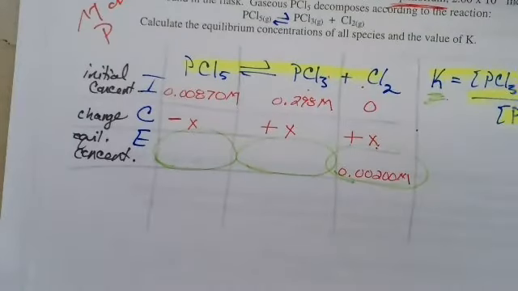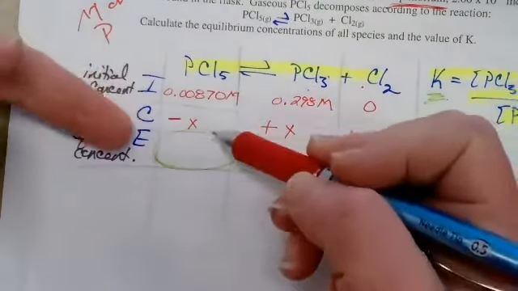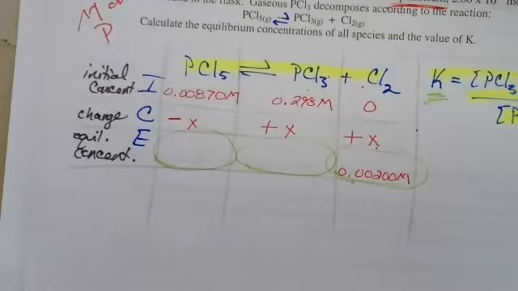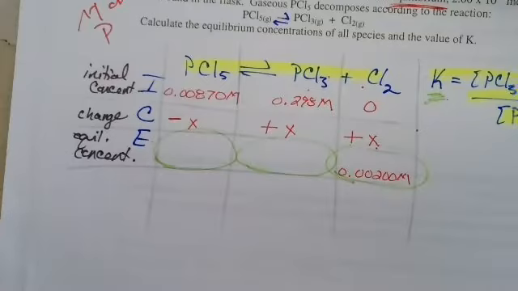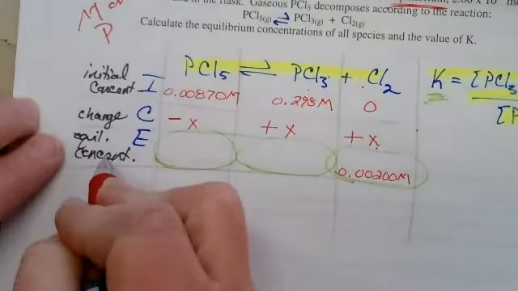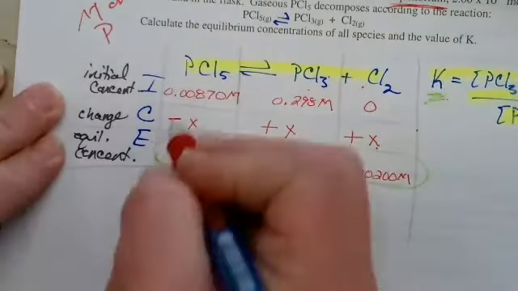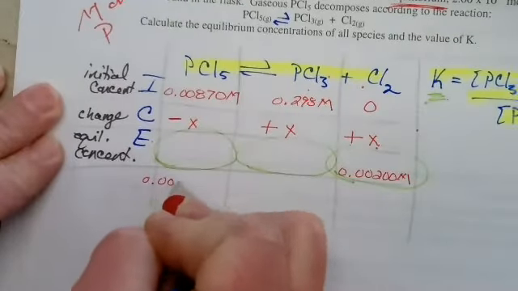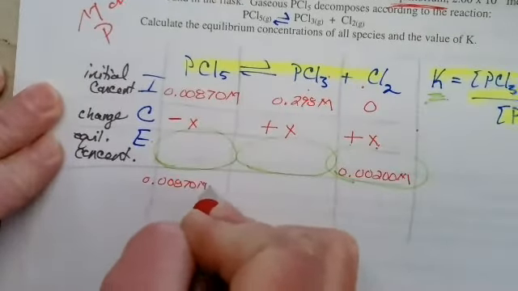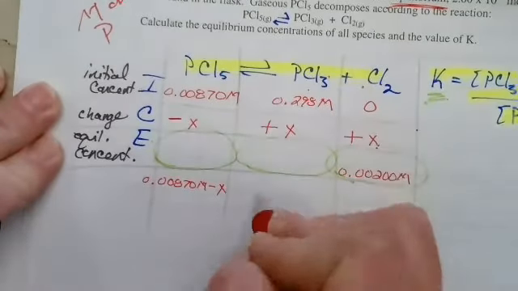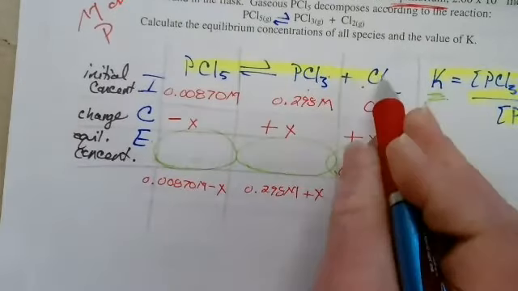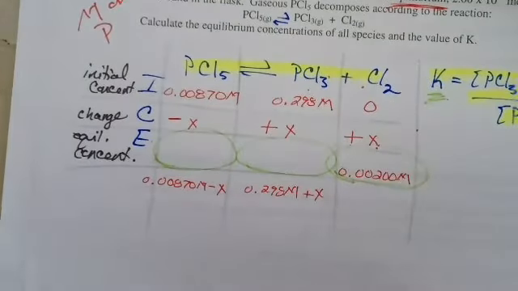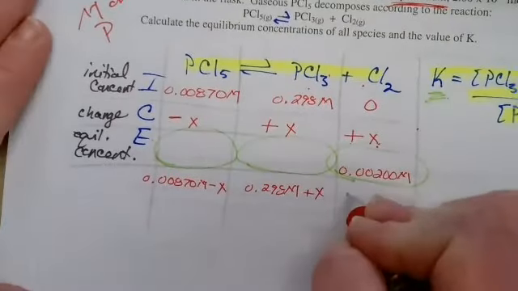Okay, so all we really have first is, okay, so we don't know our x yet. All we know is an expression including x to start from. So at equilibrium, the PCl5 will be this 0.00870 molar minus x. The PCl3 will be this 0.298 plus x. And then the chlorine, 0 plus x, but let's just say x.